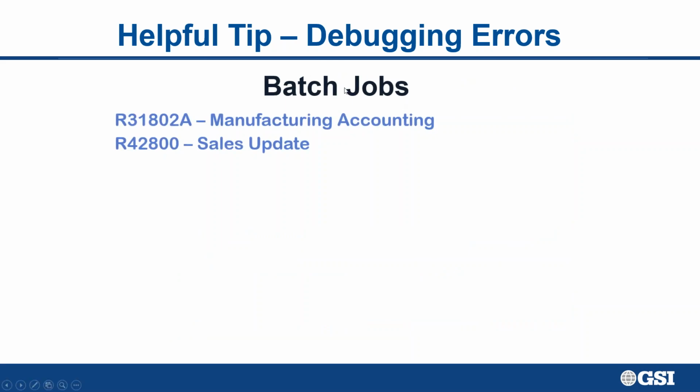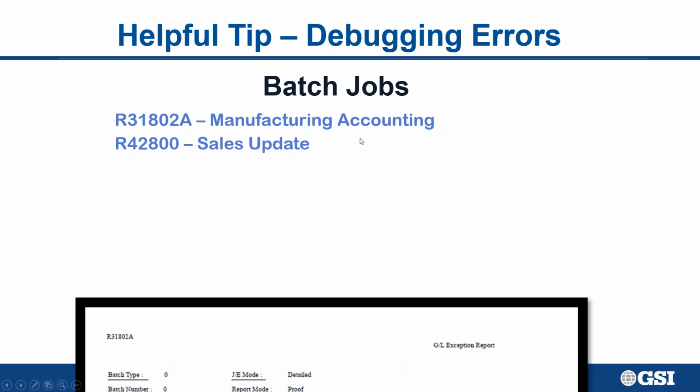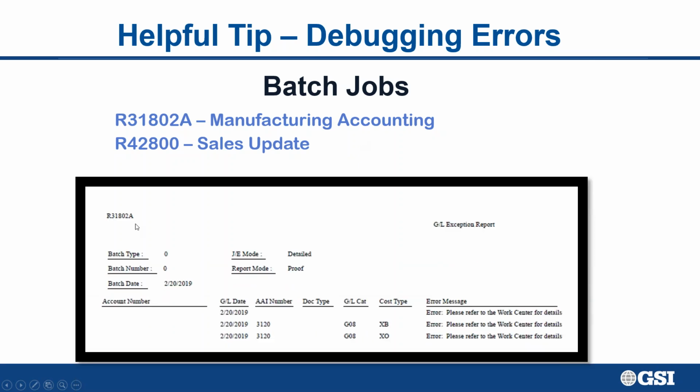Conversely, when I have these two batch jobs creating journal entries, my manufacturing accounting or my sales update, it's a little bit different. I'm not going to get an online message because these are jobs that run at night in the background. Nobody's looking at a screen, okay? So what you're going to get is an exception report.